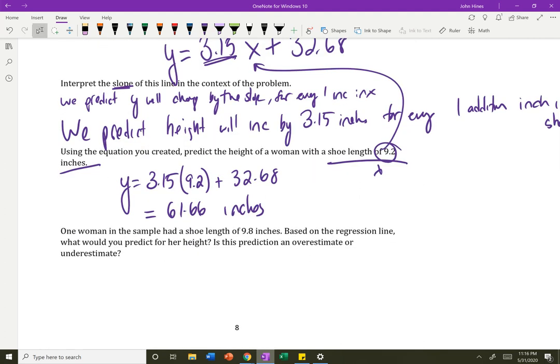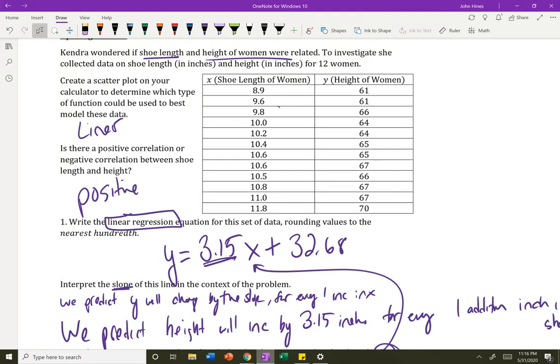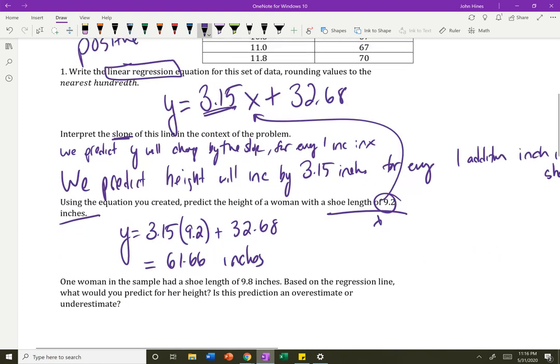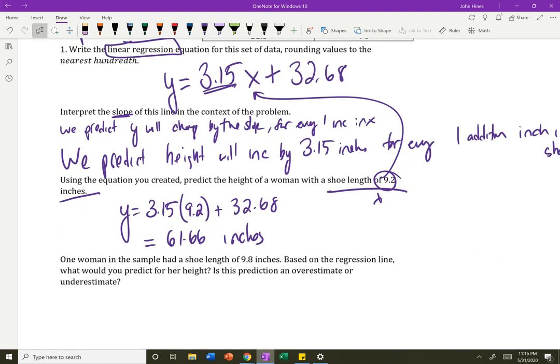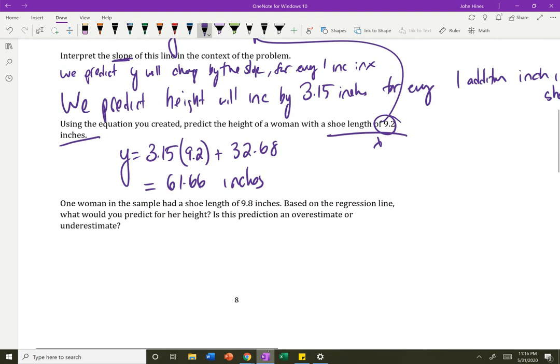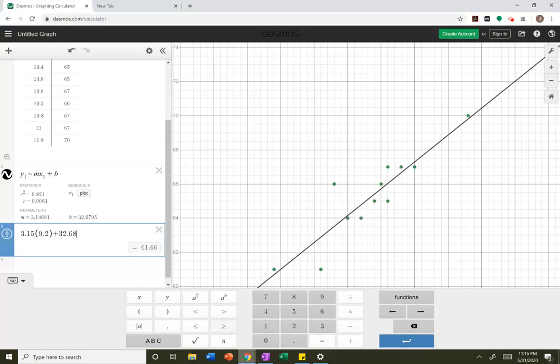One woman in the sample had a shoe length of 9.8. There she is right there. Based on the regression line, what would you predict for her height? So we're going to plug it in again. I'm going to plug in 9.8. And remember, the line is just used to make a prediction. So let me go back and change that to 9.8.